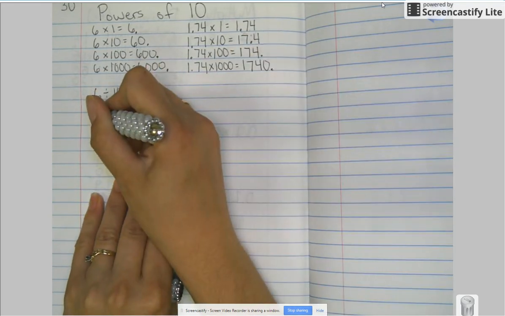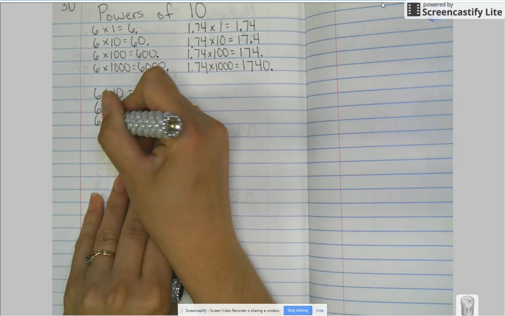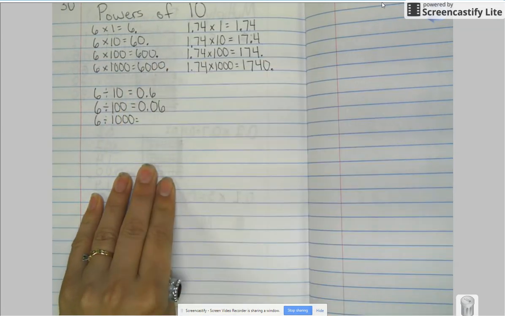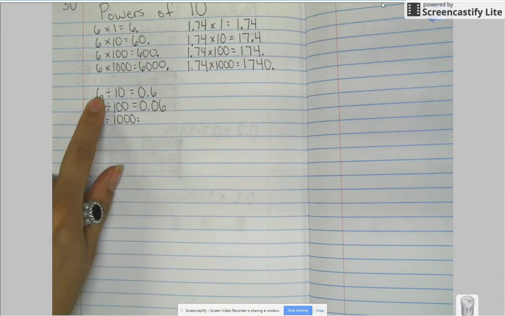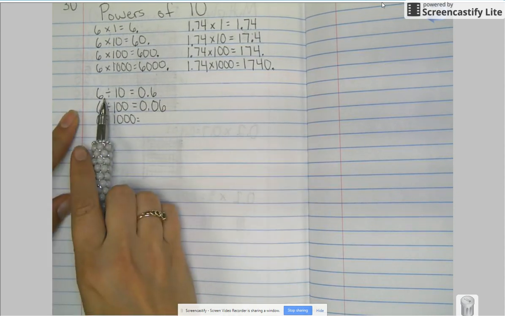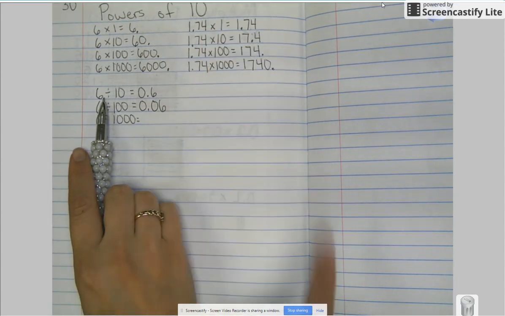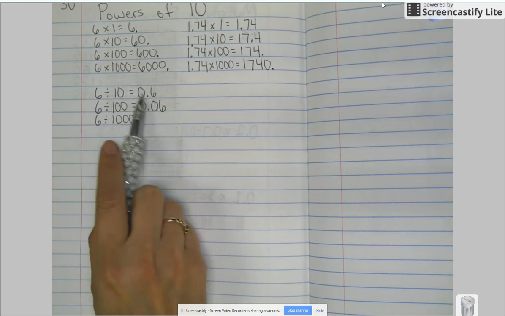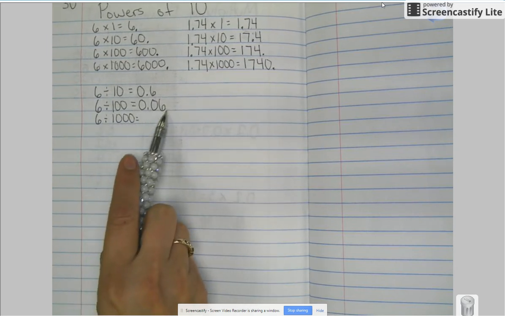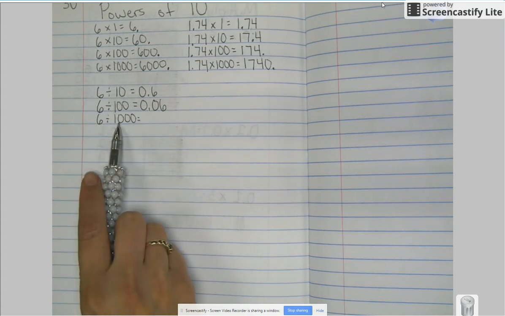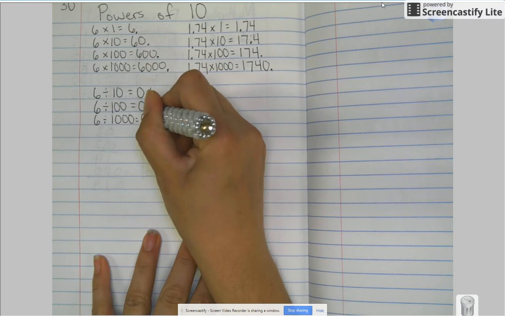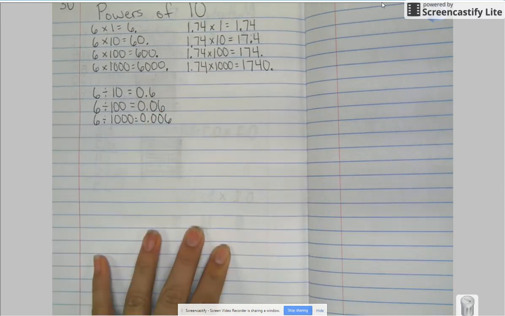If I divide by 1,000, are you seeing a pattern happening here? Notice here, where's my decimal on the 6? It would be right here. But when I divide by 10, it moved the opposite direction as did up here. So it actually moved back and made it a smaller number. Here, it moved 2 times. So what do you think is going to happen here? It's going to move back 3 times. So this would be 0.006.